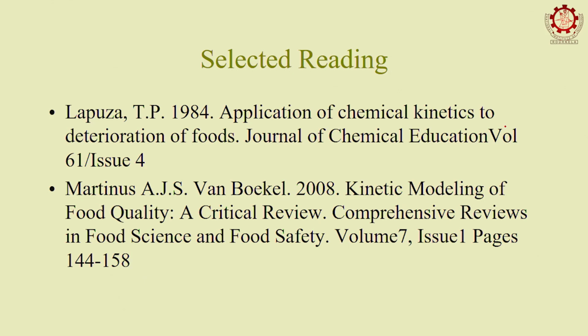This is one of the classical papers on chemical kinetic iteration in foods, and I think it's published in the Journal of Chemical Education. I think there's a free PDF you can download from the internet, so you can take a look at that. This is also another good paper on kinetic modeling, published in Comprehensive Reviews in Food Science and Safety. So these two may be a good source for you to learn more about this topic.